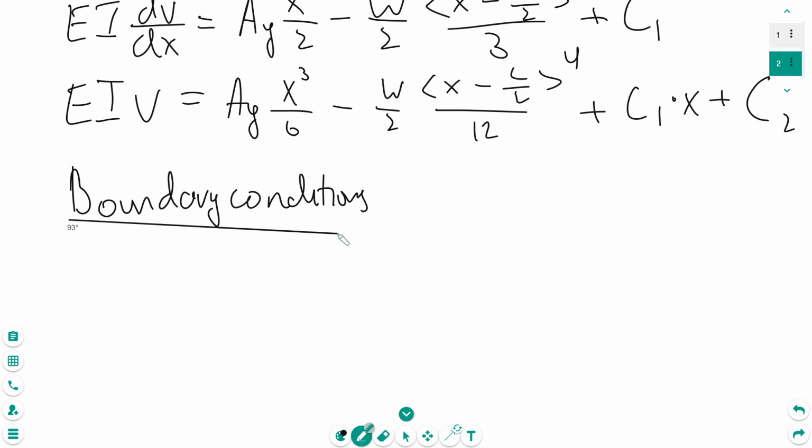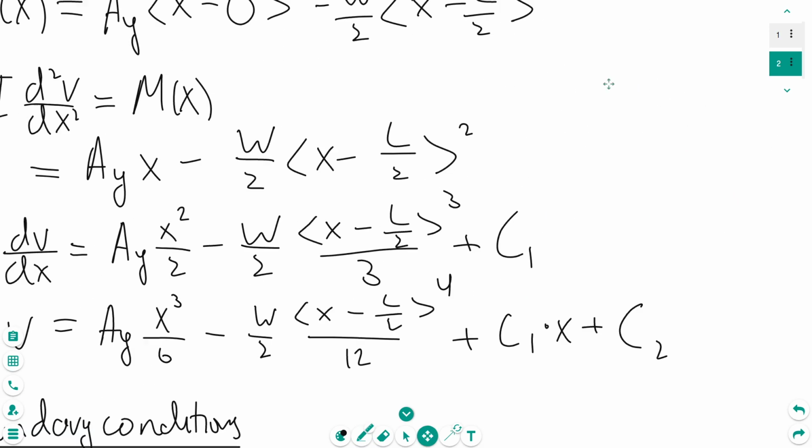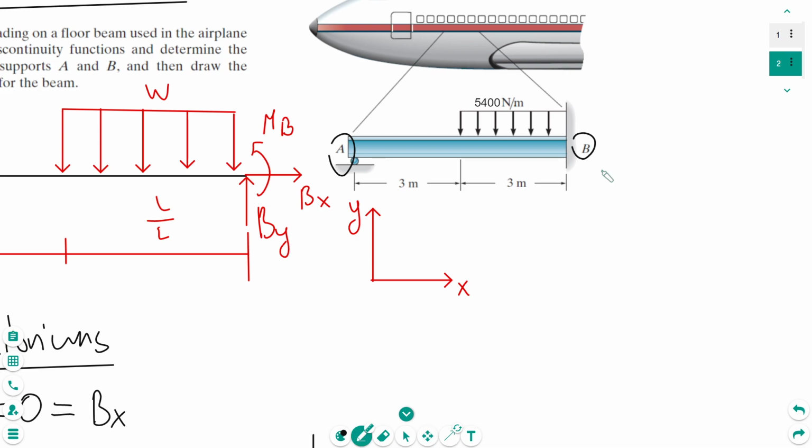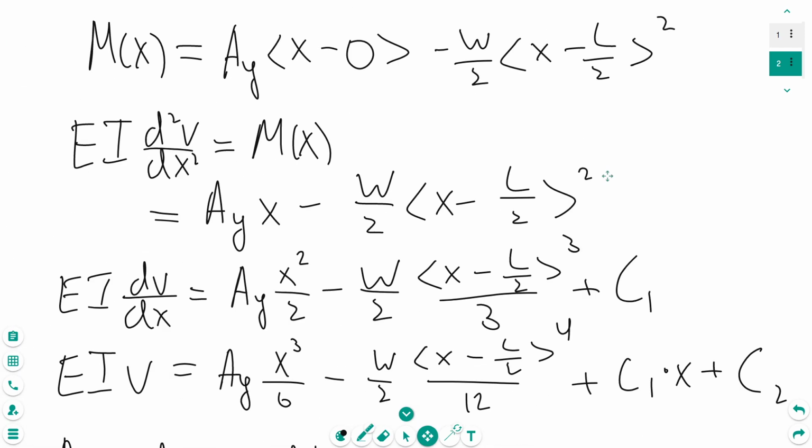So what boundary conditions do we know? If we scroll back to the free body diagram, we know that the beam at point A and point B has to not move. So we know that the v at both of those points is equal to 0. We also know that at B it is attached to a rigid wall, and therefore the angle at B has to be equal to 0.